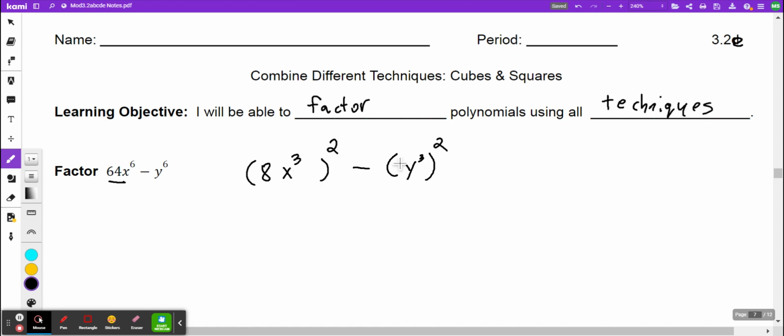So if I do 8x cubed squared minus y cubed squared, then I know that I could get the following. This is the difference of two squares right here. I'm going to have 8x cubed plus y cubed, and I'm going to have 8x cubed minus y cubed.